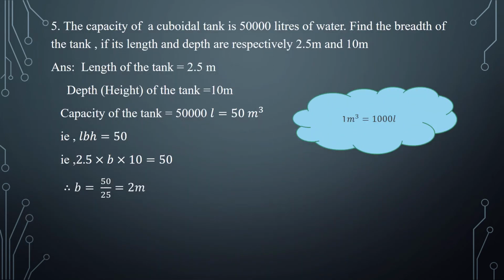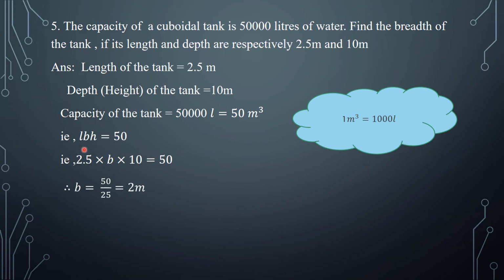Question number 5. The capacity of a cuboidal tank is 50,000 liters of water. Find the breadth of the tank if its length and depth are respectively 2.5 meter and 10 meter. We are given length of the tank 2.5 meter, depth, that is height of the tank, is 10 meter. Also given capacity of the tank is 50,000 liters, which is equal to 50 meter cube. As we know, 1000 liter is equal to 1 meter cube.